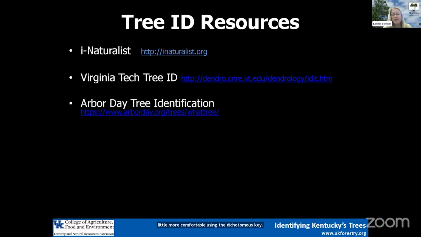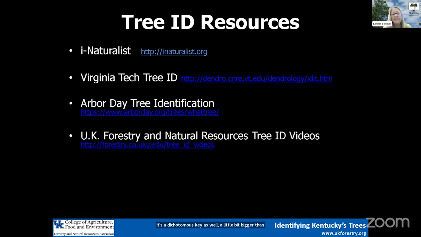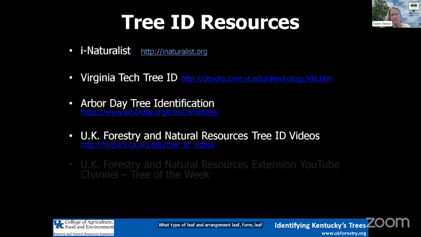Arbor Day does also have a booklet tree finder that you can purchase. It's about $17 or $18, but it's nice. It's a dichotomous key as well. A little bit bigger than a pocket guide though. And then we've got some other resources on our website, the UK Forestry and Natural Resources Tree ID videos, where Doug McLaren walks you through everything that we've kind of just gone over, what type of leaf arrangement, leaf form, leaf margins, and how you use that in a dichotomous key as little short videos.